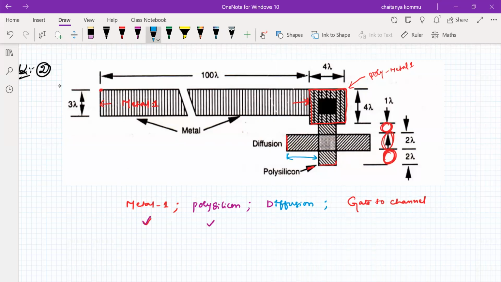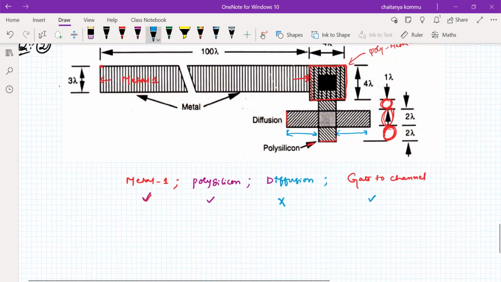From where to where it is, they have not given in the question. If given, we would calculate it. So I don't want to consider anything about the diffusion. Now gate to channel I know very well, because minimum 2 lambda by 2 lambda polysilicon is known, and the diffusion is all over 2 lambda by 2 lambda. Therefore, minimum of 2 lambda by 2 lambda is expected, therefore I know the gate to channel capacitance. So in this overall thing I don't want to consider the diffusion.